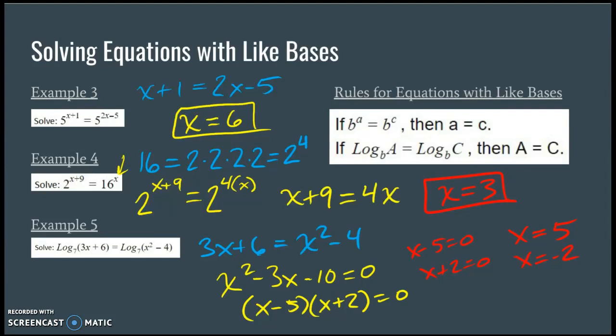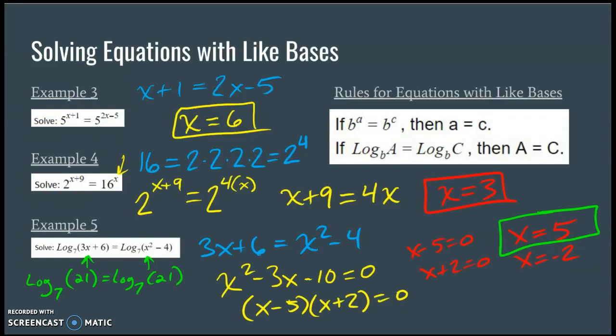If I take 5 and I substitute it into the x for both equations, 3 times 5 plus 6 is 21. 5 squared minus 4 is 21. And so I get log base 7 of 21 equal to log base 7 of 21, which tells me that x equals 5 is 100% a correct solution.